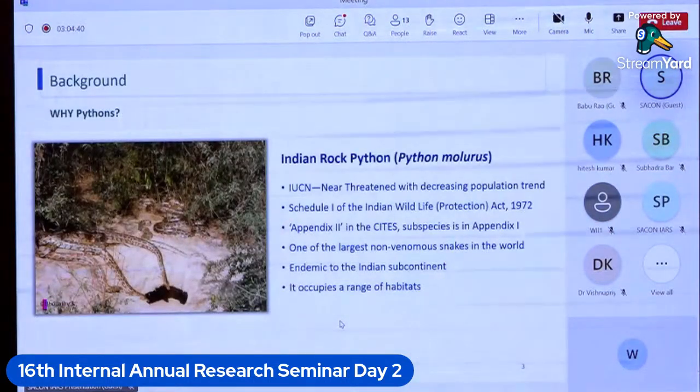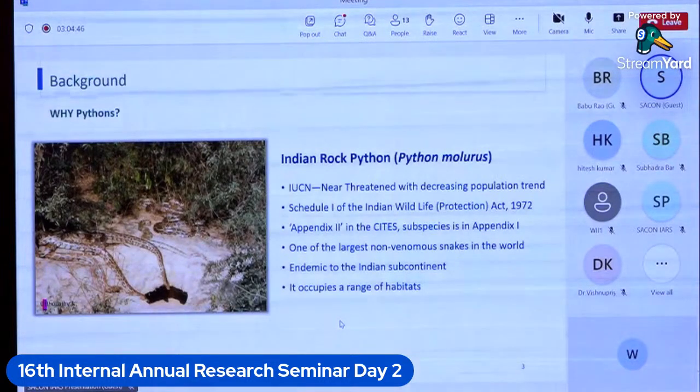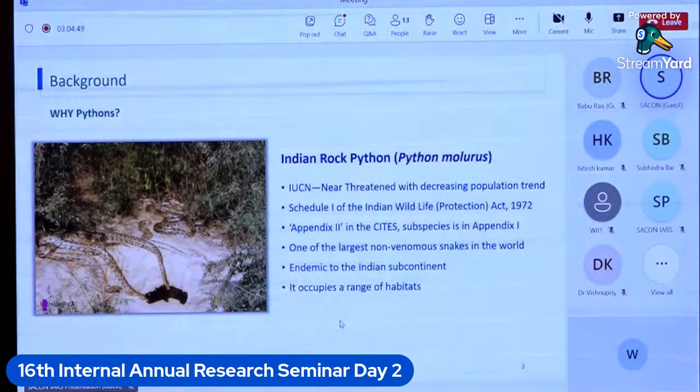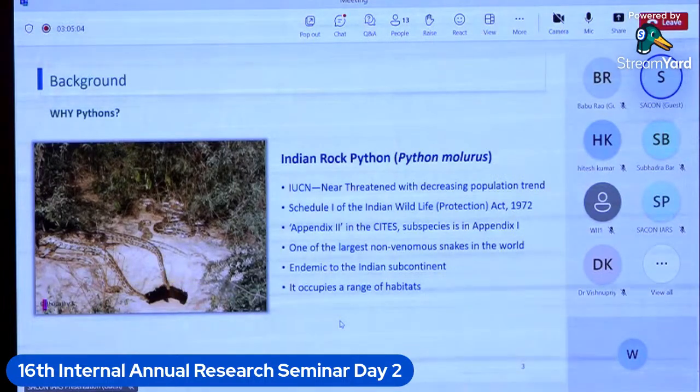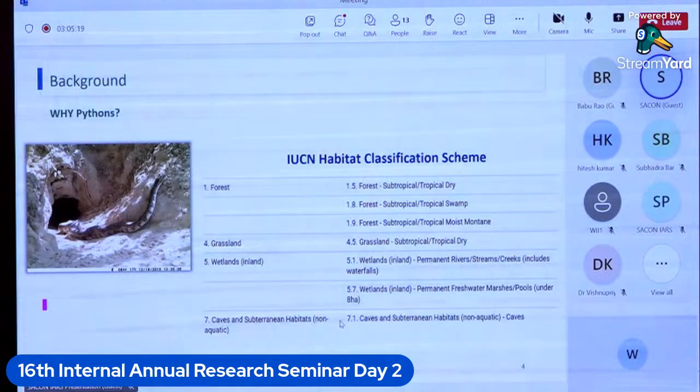First of all, why study pythons? Of course, apart from my personal interest in these large non-venomous species, at present the IUCN estimate says that pythons are a near-threatened species with a decreasing population trend. It is also listed in Schedule 1 of the Indian Wildlife Protection Act 1972 and also appears in the CITES list. Apart from being endemic to the Indian subcontinent, in India it is largely present across all habitats, found in all kinds of forest patches, grasslands, wetlands, as well as caves and subterranean habitats.